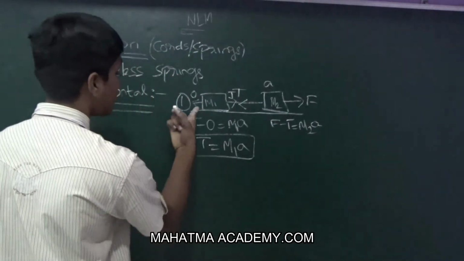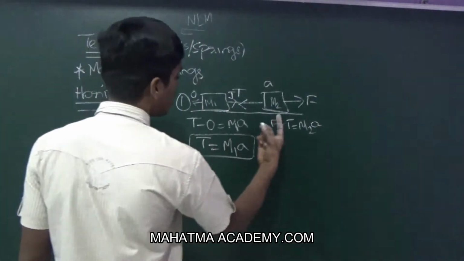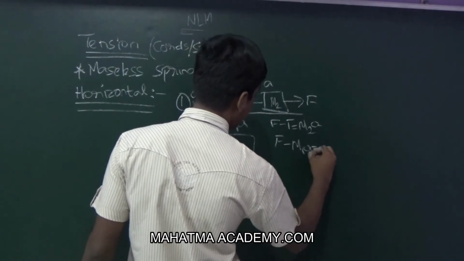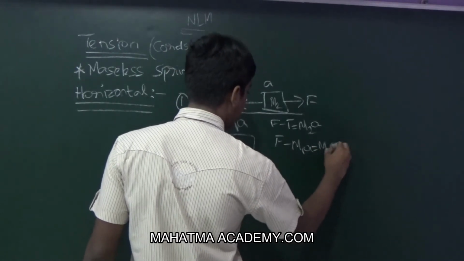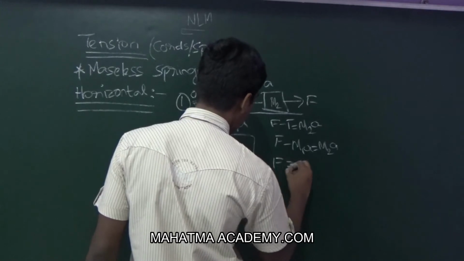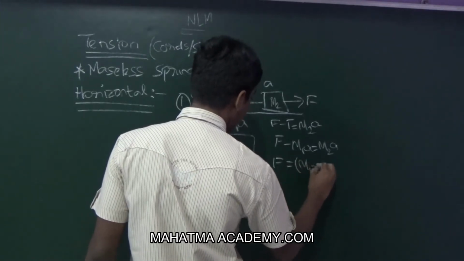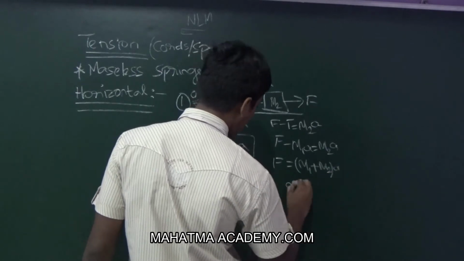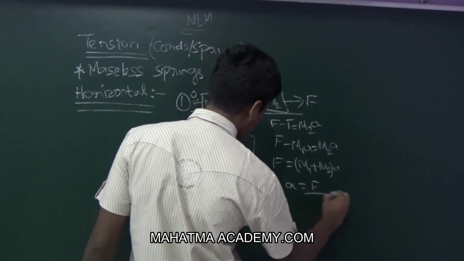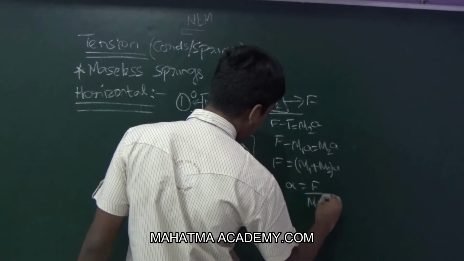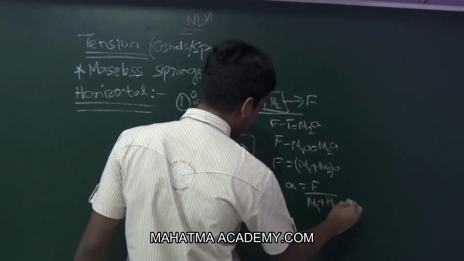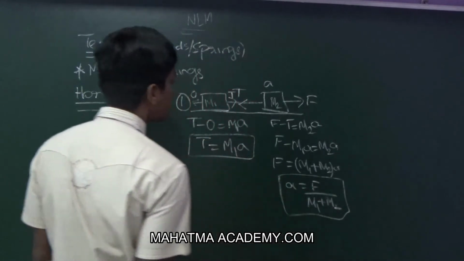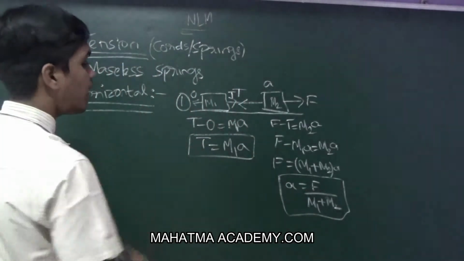Now for the first block T is equal to m1a. So we can put F minus m1a is equal to m2a. So F is equal to (m1 plus m2) into A. We can get the acceleration as F upon (m1 plus m2). It is the first case in the horizontal.